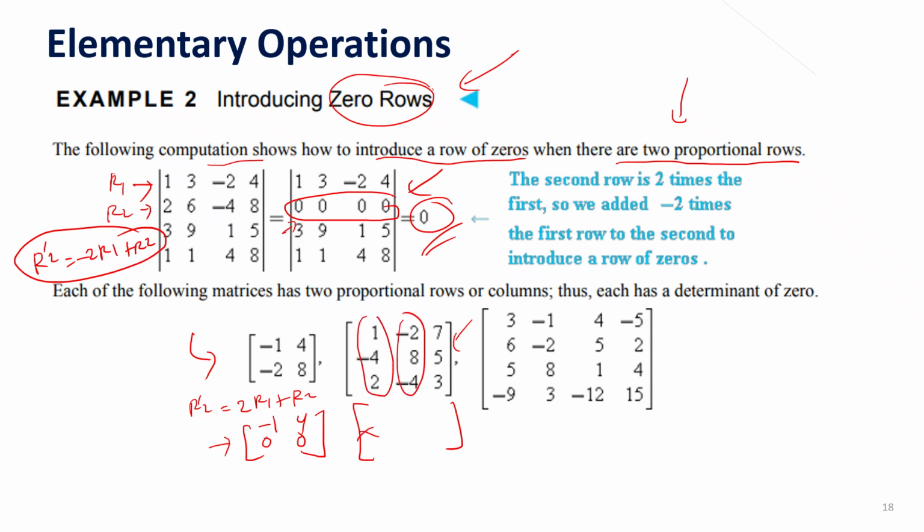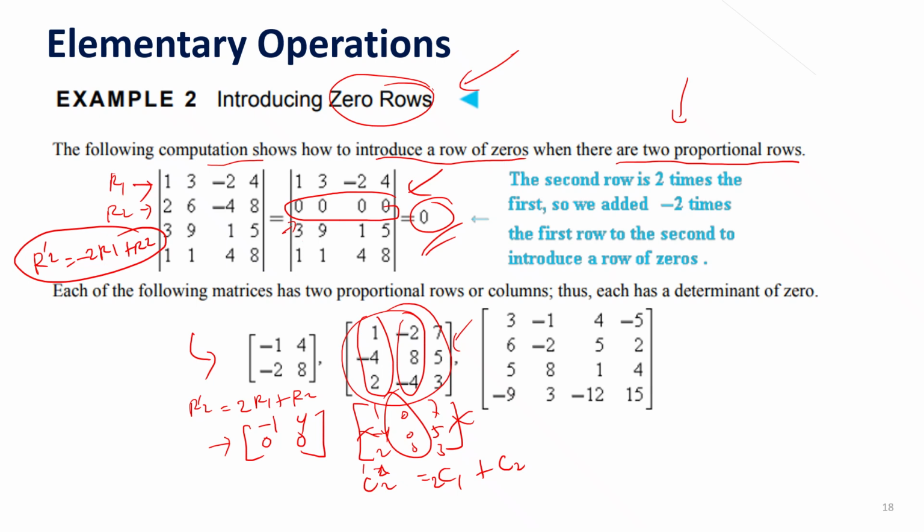Okay, this one. It's not always applied to the row for the determinant case. For example, this one, column 2. The new column 2 equals to 2 multiplied by column 1 plus the original column 2. So this one you can have become 1, minus 4, 2, 0, 0, 0, 7, 5, 3. Then this will be a 0 column, so the determinant is equal to 0 as well.